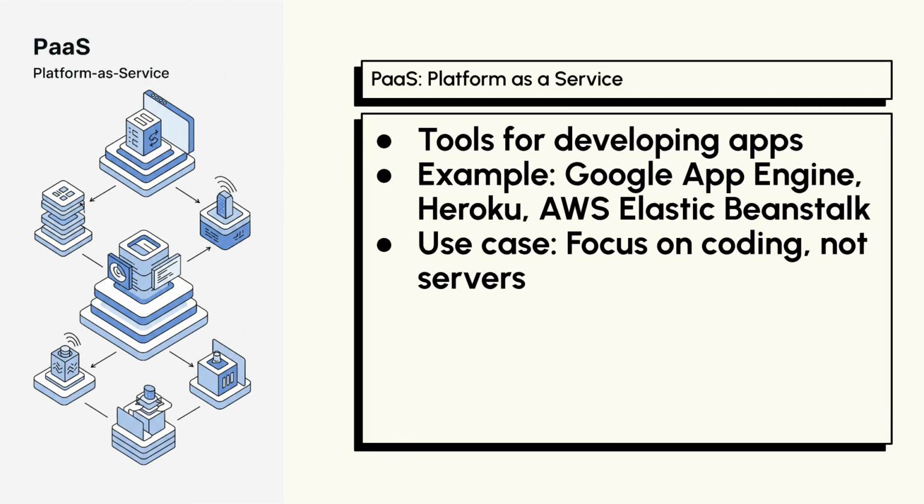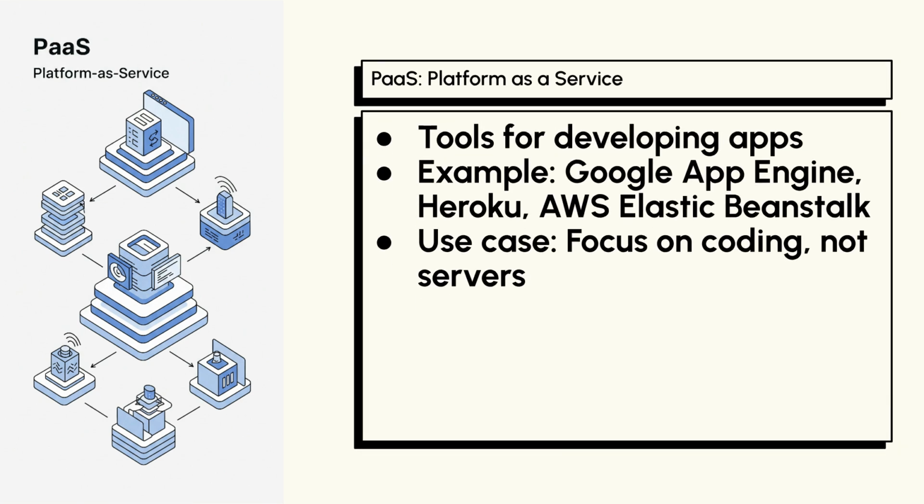Next, PaaS, or Platform as a Service. Imagine PaaS as a furnished apartment. You get the basics set up so you can focus on living there. PaaS provides tools and environments for developers to build and deploy apps without worrying about managing servers or updates. Think Google App Engine or Heroku or AWS Elastic Beanstalk. Developers use PaaS to write code and launch apps quickly, like a website or a mobile game, while the cloud provider handles the backend stuff. It's all about speed and simplicity.